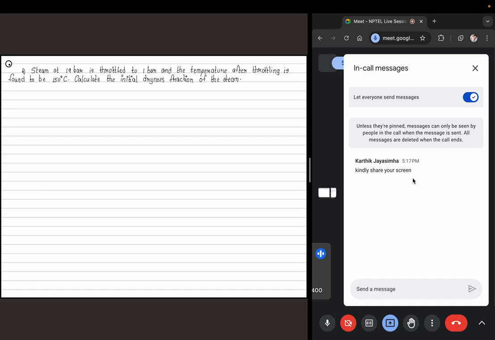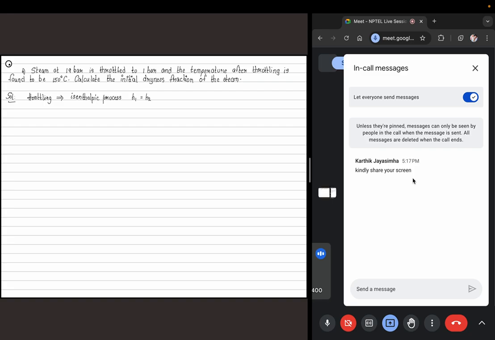So what do I mean by throttling? Throttling is a process where you can assume it's an isenthalpic process. So you have H1 equal to H2.